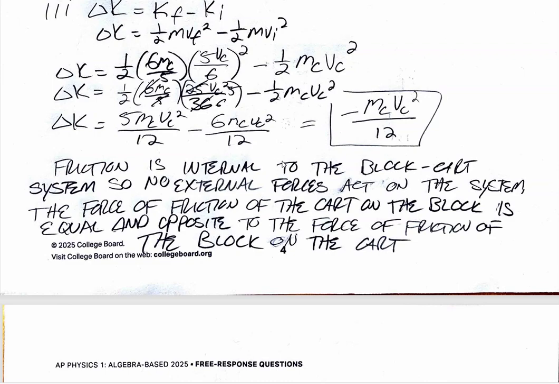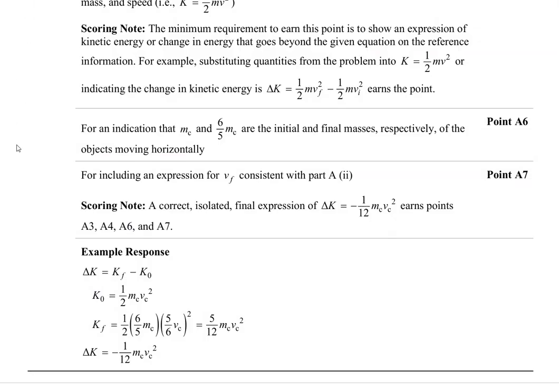And then I said the force of friction of the cart on the block is equal and opposite to the force of friction of the block on the cart. So basically they cancel each other out. I don't know how I did with the scoring guide. Let's take a look.